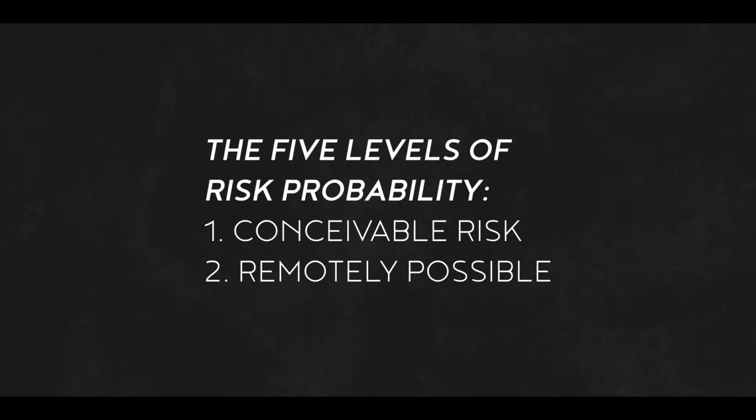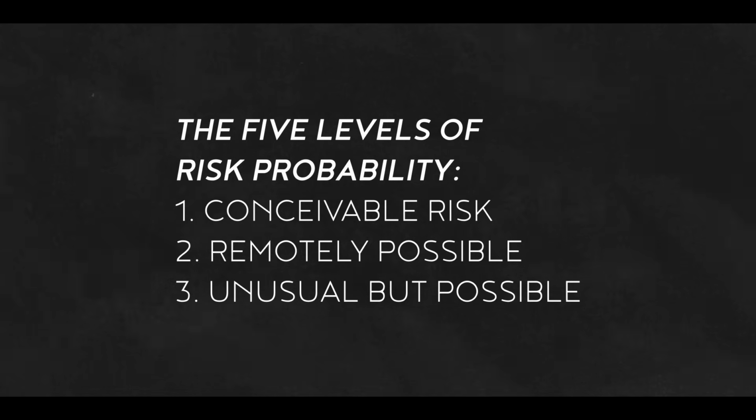Usually it's a 1 in 1,000 chance. Next, we look at remotely possible. So here we're looking at a chance of the incident happening at a case of being a 1 in 100. The next level looks at an unusual but possible chance that the incident would take place. So it's basically a 1 out of 10 shot.